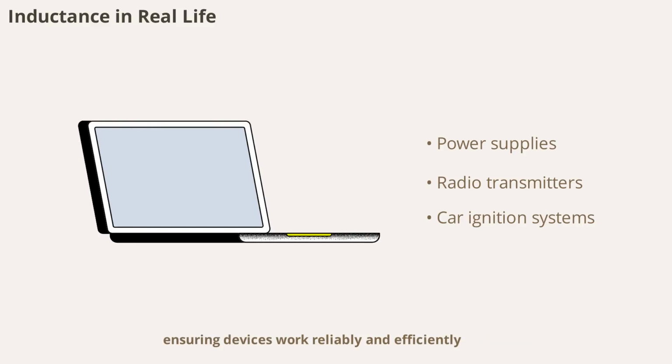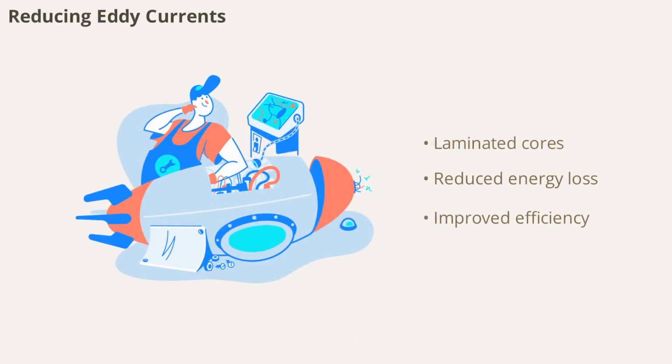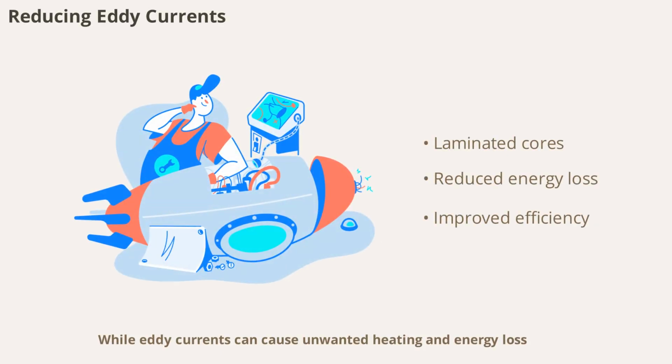work reliably and efficiently. While eddy currents can cause unwanted heating and energy loss, engineers have developed ways to minimize their effects. Laminating the cores of transformers and motors, for example, restricts the flow of eddy currents, reducing energy loss and improving efficiency. These design strategies are essential for building reliable and energy-efficient electrical machines.